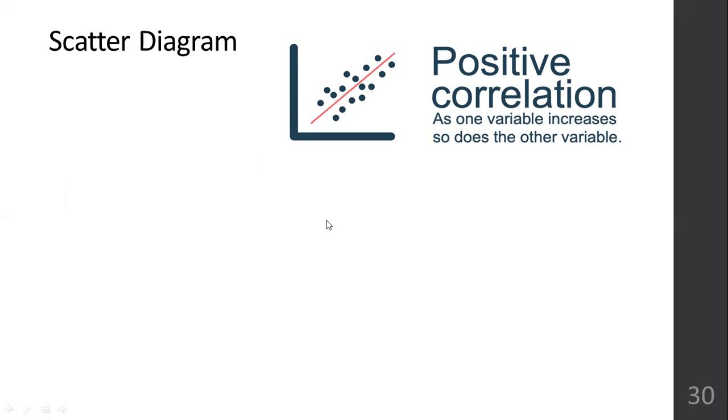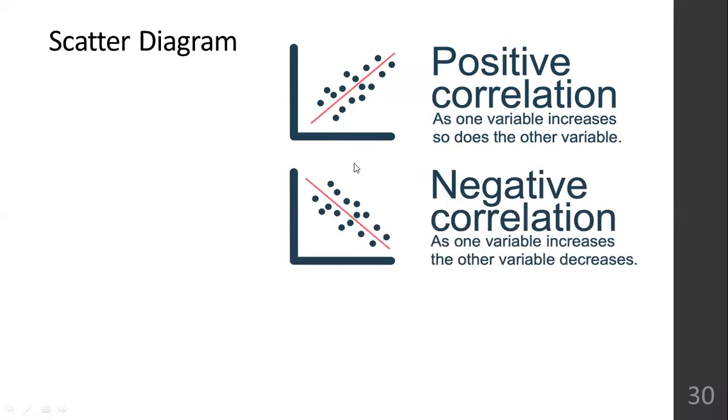Okay, so positive correlation: as one variable increases, the other variable also increases, which means when you increase the number on the x-axis, the y-axis also increases. For example, the more you smoke, the more is the risk for cancer. More smoking equals higher risk of cancer. So there is an increase on both sides. Positive correlation.